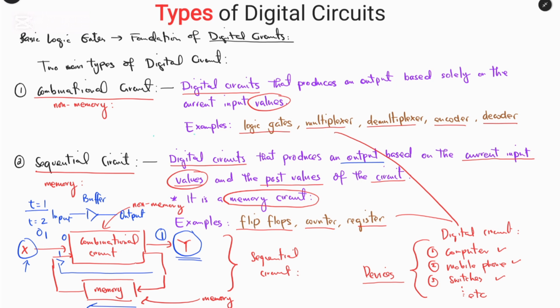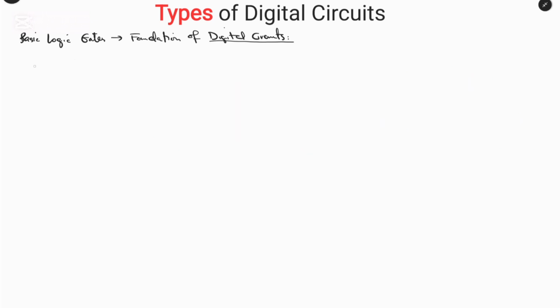When we look at the flip-flops, counters, and registers, we can see why we need a sequential circuit and why it is important in everyday digital electronics such as computers and mobile phones. So in this section, I believe you can define what a combinational circuit and a sequential circuit are, and those are the two main types of digital circuit. Now let us look at some examples of combinational circuits.